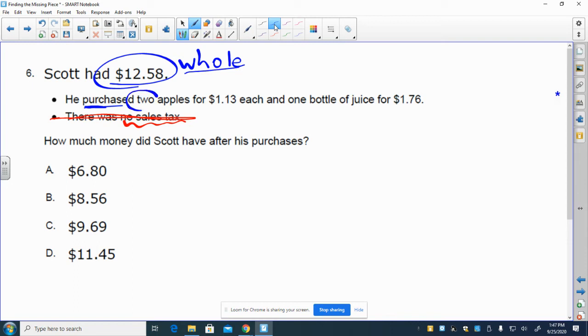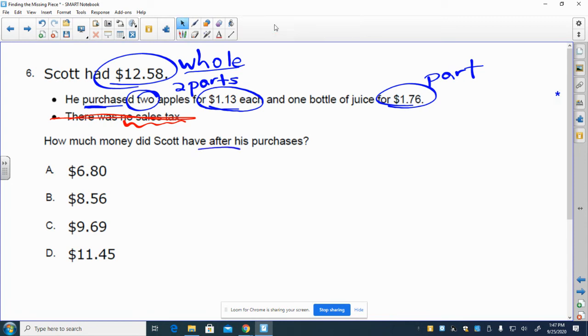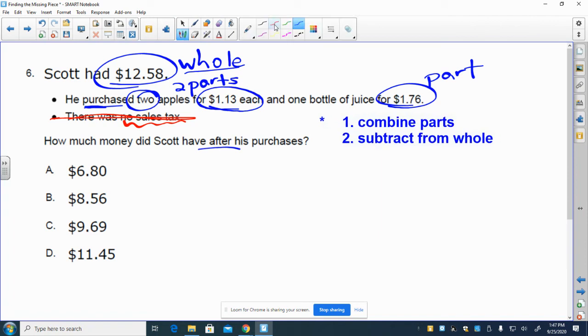He purchased 2 apples for $1.13 each. There are 2 parts, and I'm putting 2 parts so I don't get tripped up and only use that $1.13 just once. And 1 bottle of juice for $1.76, which is another part. There was no sales tax. Perfect. How much money did Scott have after his purchases? When it's asking about how much money someone has after a purchase, that is a missing piece. To find a missing piece, we combine the parts and subtract from the whole.